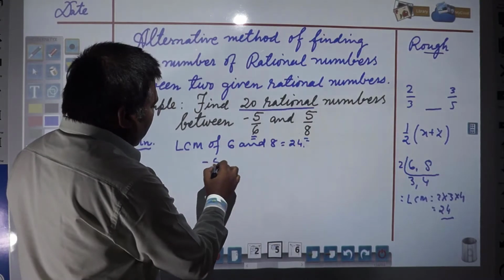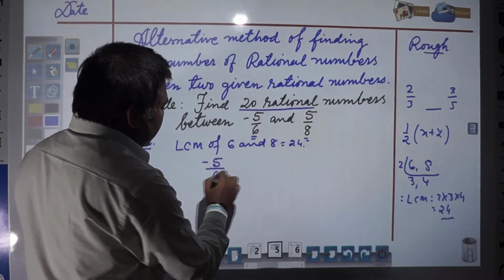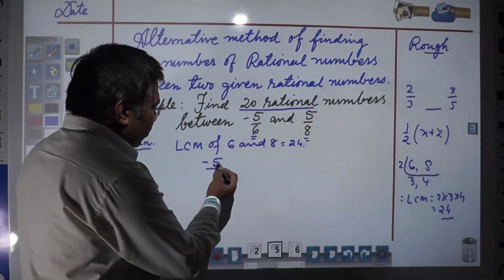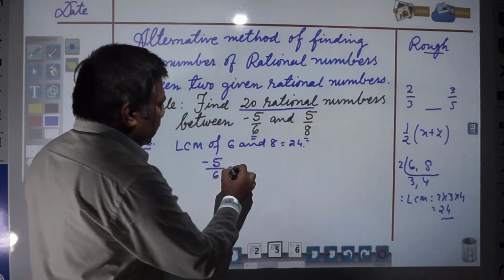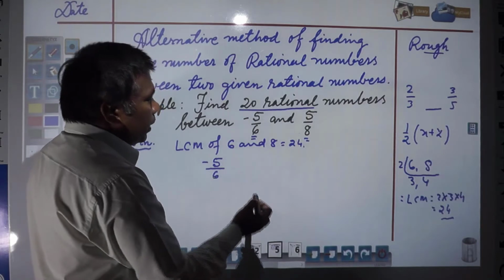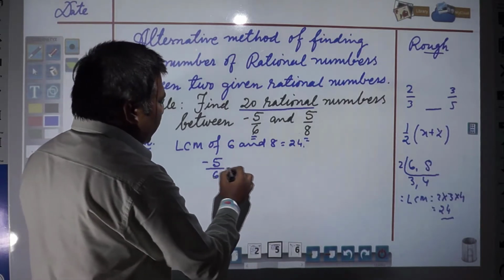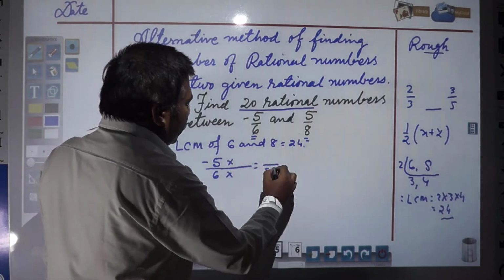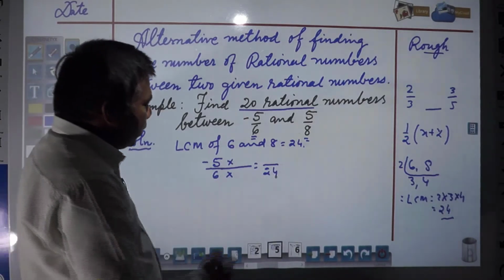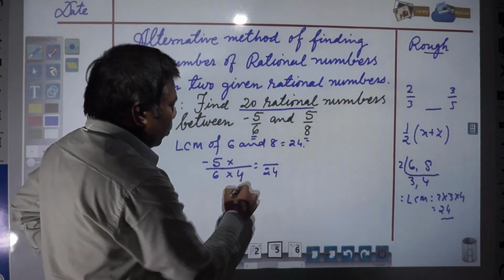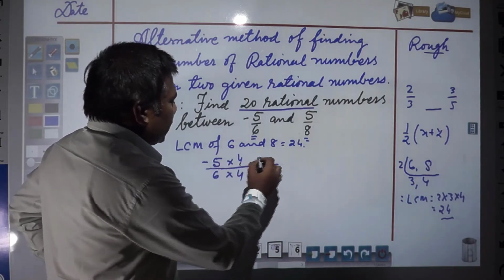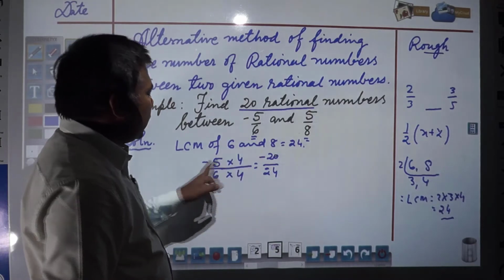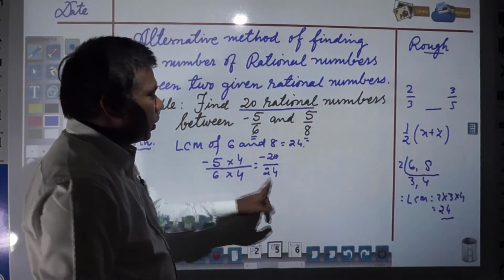Now minus 5 by 6 you have. The equivalent fraction you need to find of minus 5 by 6 having denominator 24. Just you see, you need denominator 24. What number should be multiplied by 6? 4. So 5 4s are 20, and minus 20 and 6 4s are 24.